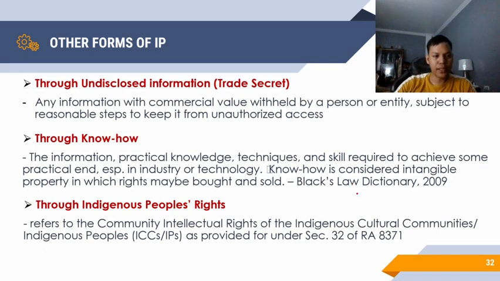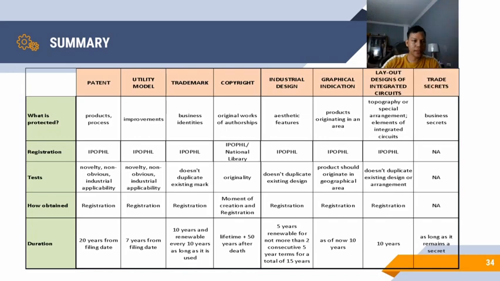It refers to the community intellectual right of the indigenous cultural communities and indigenous people, as provided for under Section 32 of RA 8371. So in summary, we have these different facets of intellectual property. We have patent, utility model, trademark, copyright, industrial design, geographical indications, layout design of integrated circuit, and we also have the trademark. So what is protected in our patent?